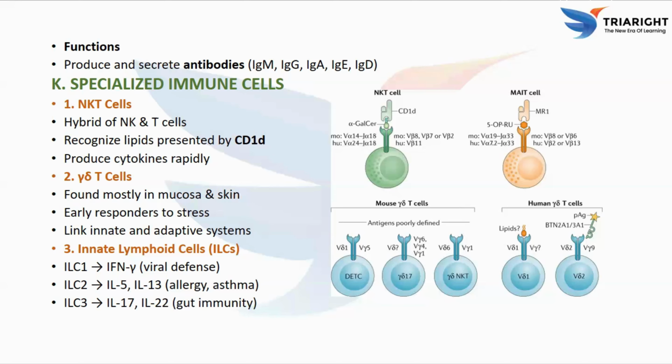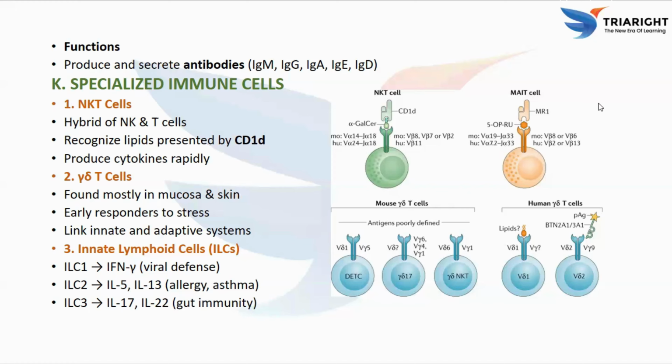Here there is an NKT cell over here at the left side. The receptor binds alpha-GalCer, that is alpha-galactosylglyceramide, or other lipids. These lipids are presented to NKT cells via the CD1d marker, right? For mouse and human, the V alpha and V gamma chains are shown, which are examples of TCR usage.